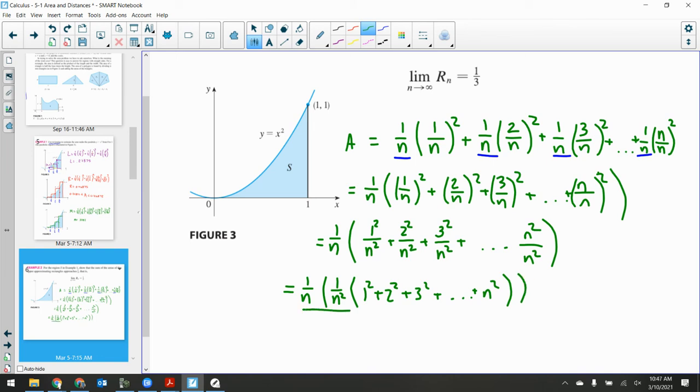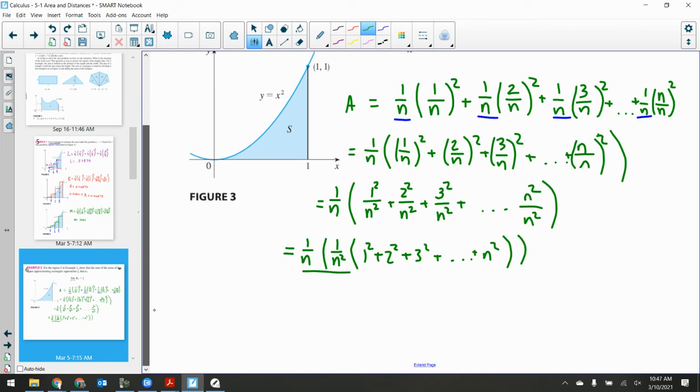All right, I'm just going to multiply those on the outside. 1 over n to the third, times 1 squared plus 2 squared plus 3 squared plus up to n squared. Now, this is a special type of sequence: perfect squares going up to n squared.